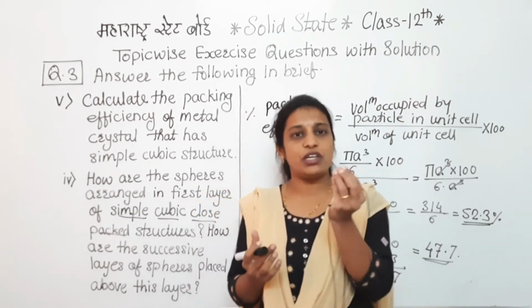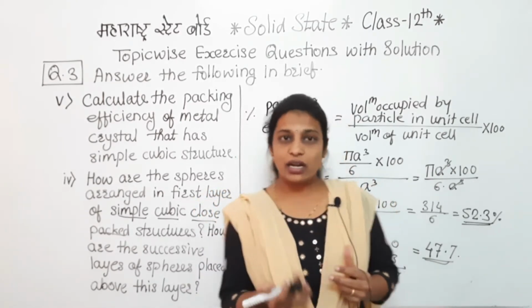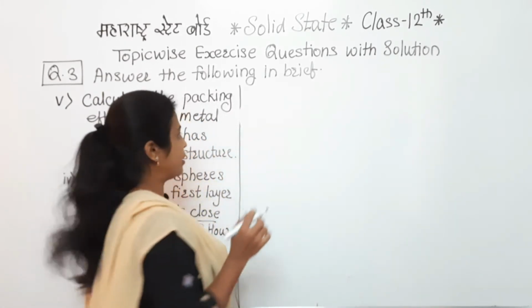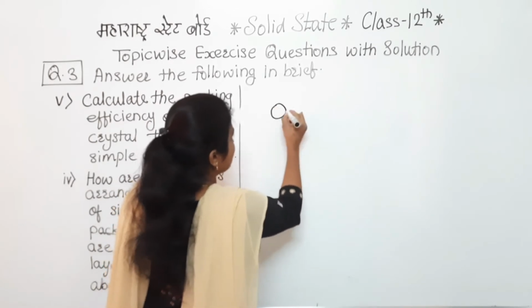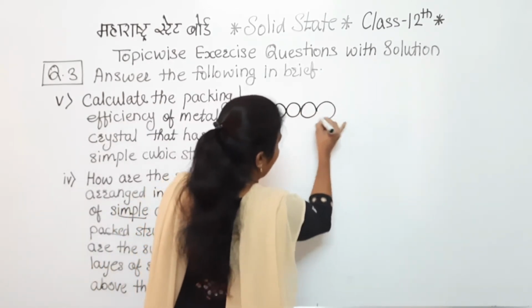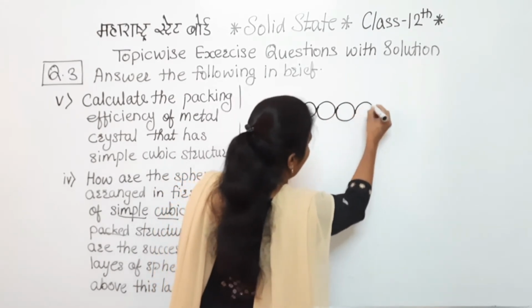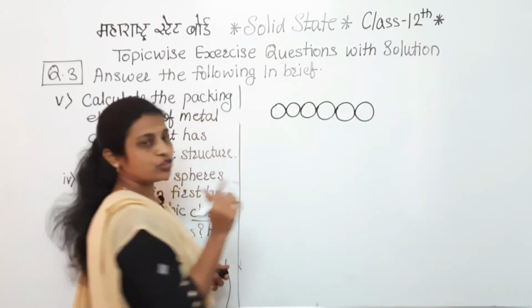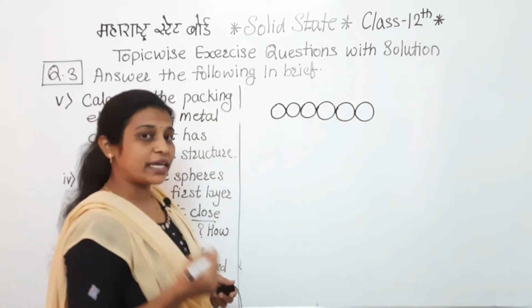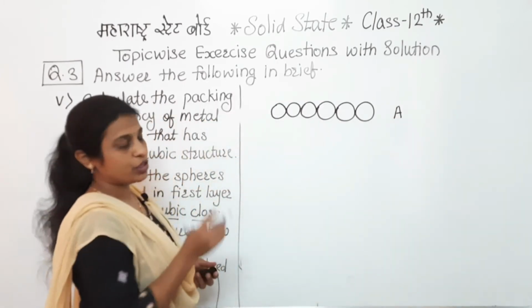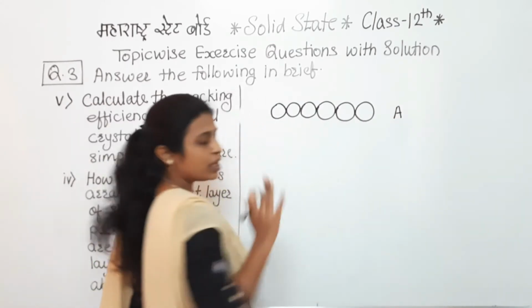As we know, spheres will be arranged. How are they arranged? I will draw one diagram and explain it to you. Now see here, if we consider these are the spheres, all the spheres are arranged adjacent to each other. So this is the structure in one dimension. Now the next layer, if we consider all these are A-type spheres which are arranged adjacent to each other.